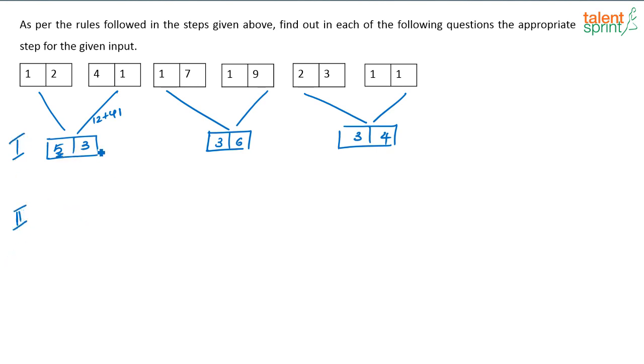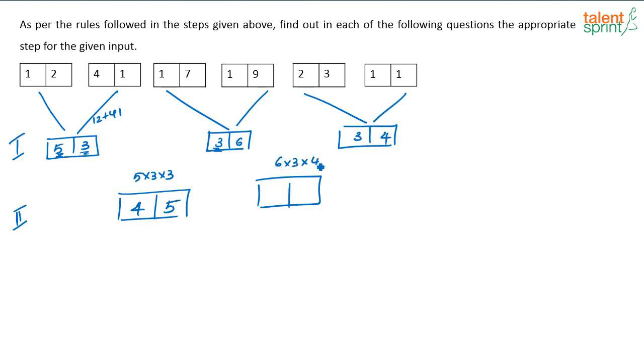Step 2 was multiplying the first 3 digits, right? That will be the first resultant number. The next 3 digits will be the next resultant number. So 5 into 3 into 3, correct? 5 into 3 into 3 will come here. What is that? 5 9s are 45. The next one will be 6 into 3 into 4. 18 into 4, that is 72.